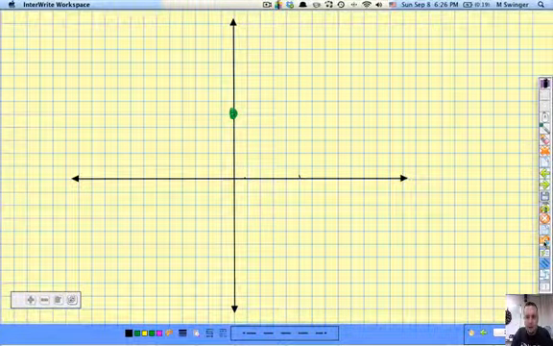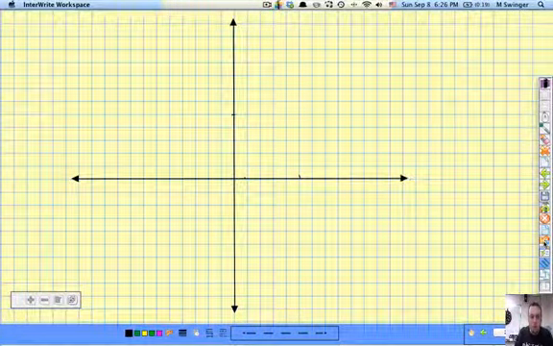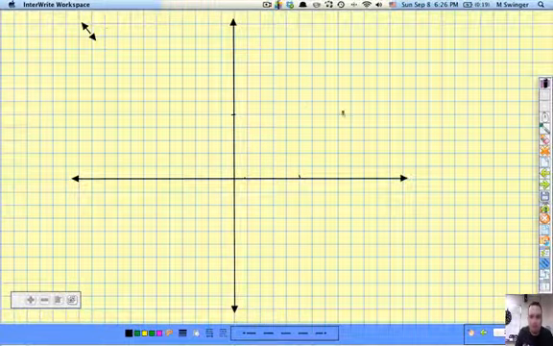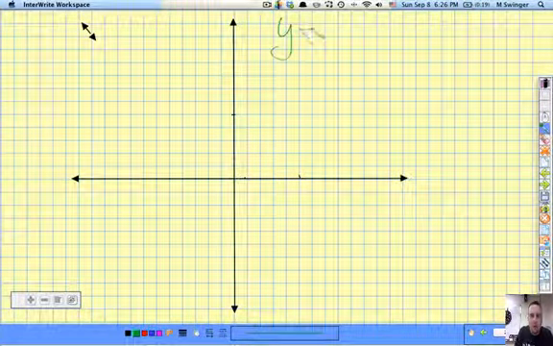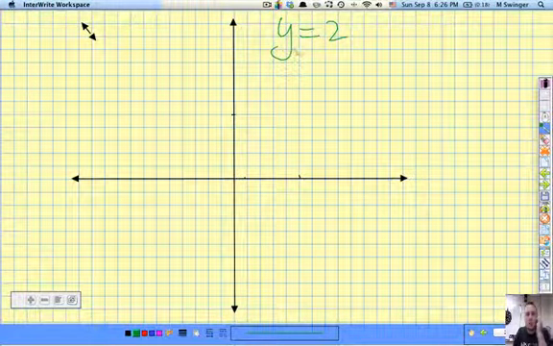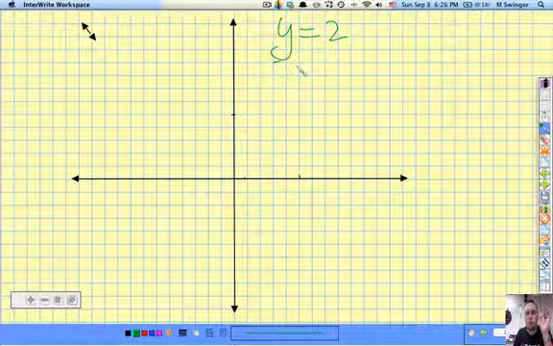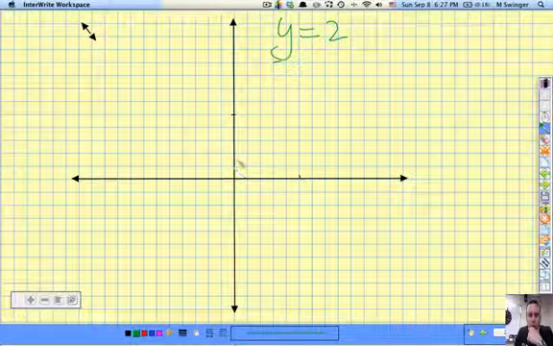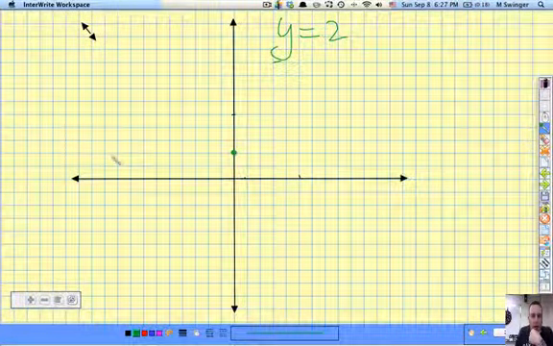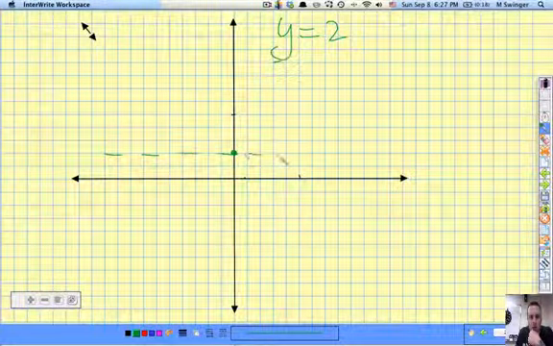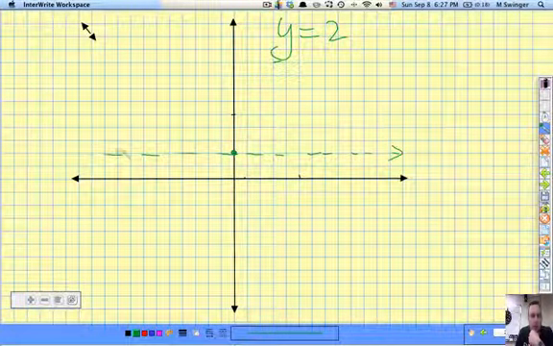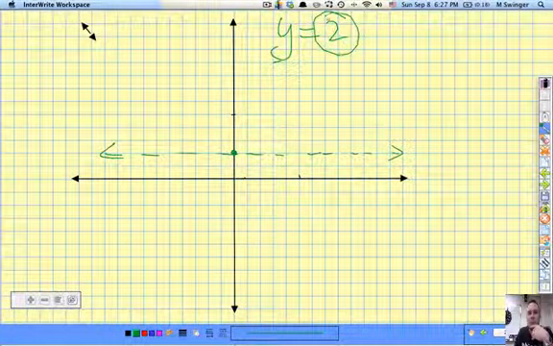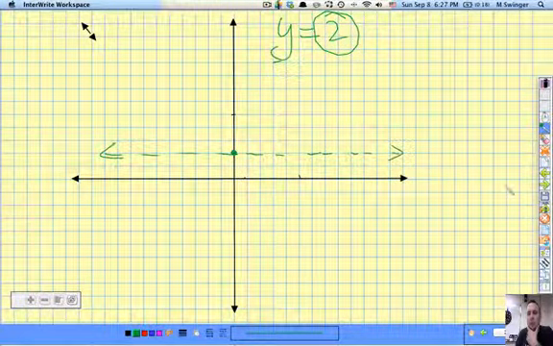Let's see. Y equals 2. We'll do y equals 2 first. It's a horizontal line. As soon as I see y equals, I think, oh, it's a horizontal line because there's no slope here. At 2, so 1, 2. Put a dot here and make a horizontal line. So anytime you see y equals a number, just make a horizontal line at that number.